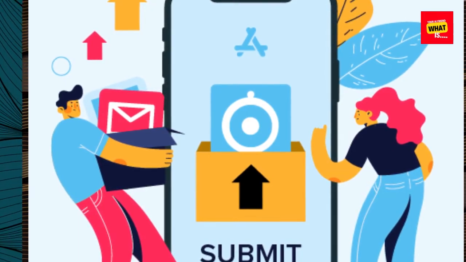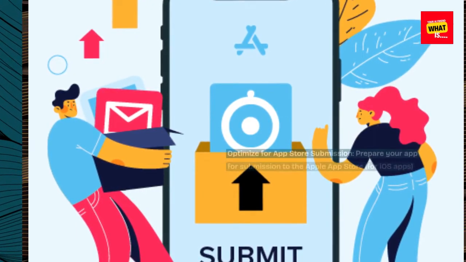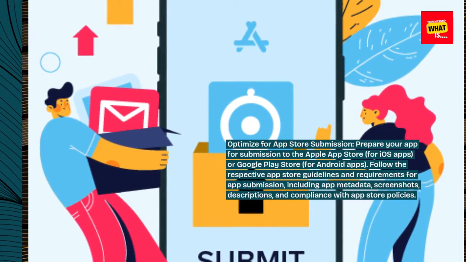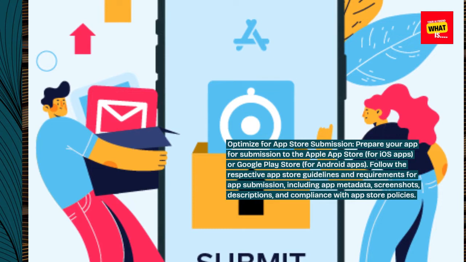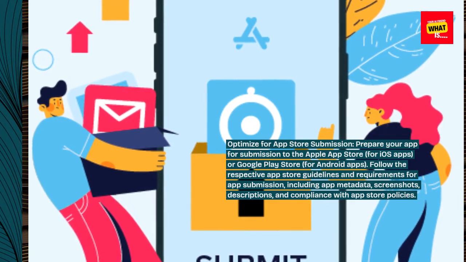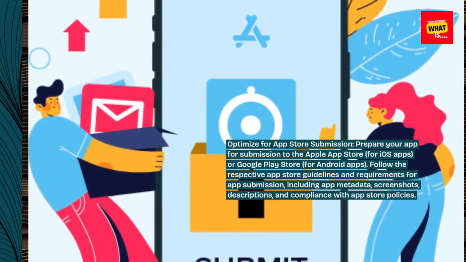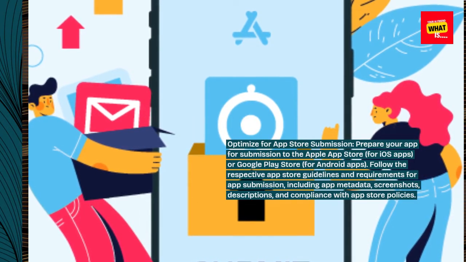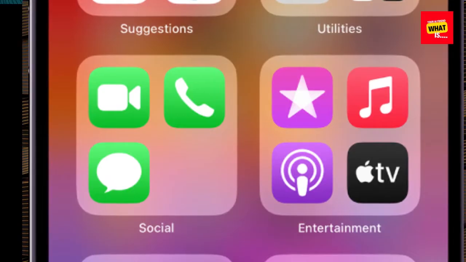Optimize for App Store submission. Prepare your app for submission to the Apple App Store for iOS apps or Google Play Store for Android apps. Follow the respective App Store guidelines and requirements for app submission, including app metadata, screenshots, descriptions, and compliance with App Store policies.